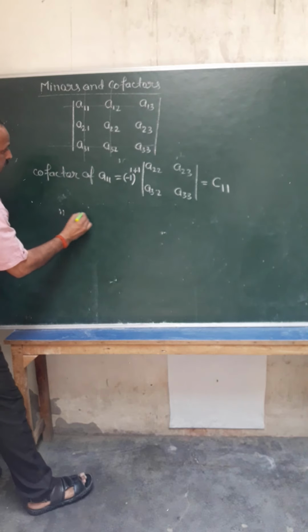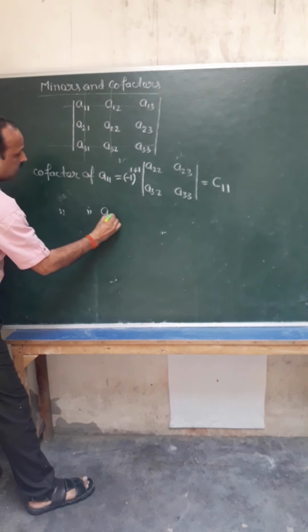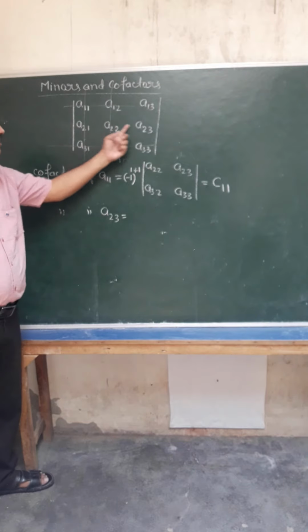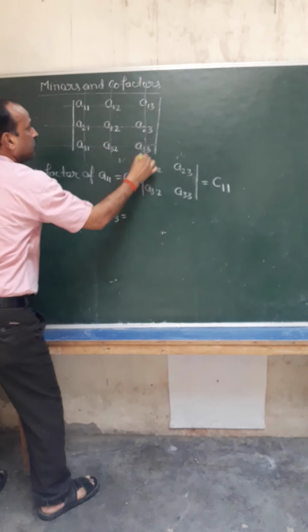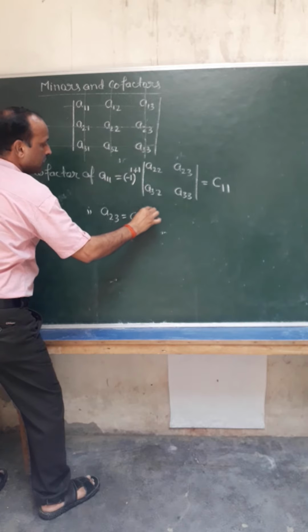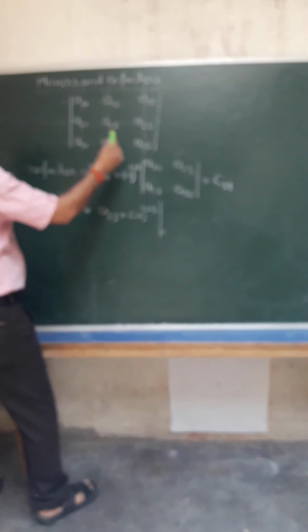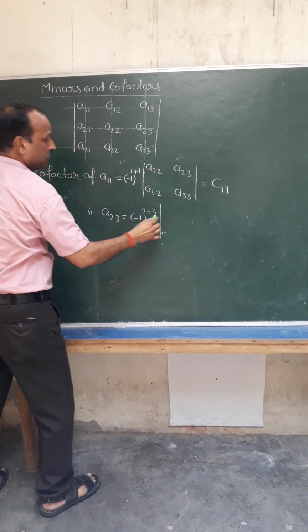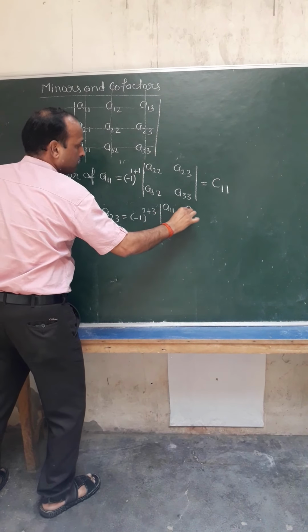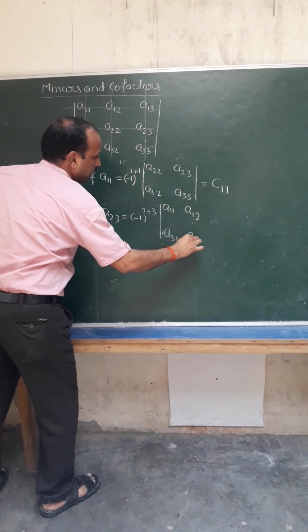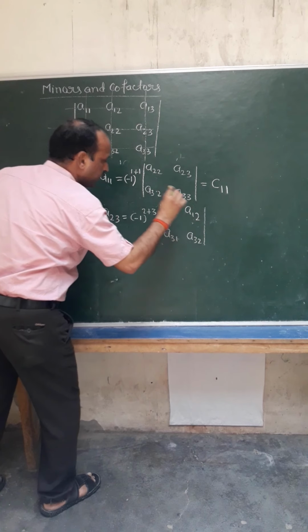Similarly, if you want to find the cofactor of A23, second row and third column, then we will hide the second row and third column. We have (-1) to the power 2 plus 3. Second row and third column hidden: A11, A12, A31, A32.